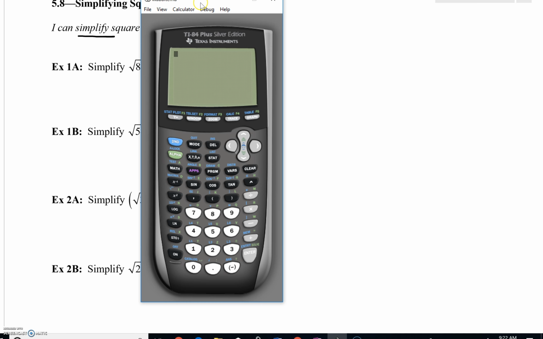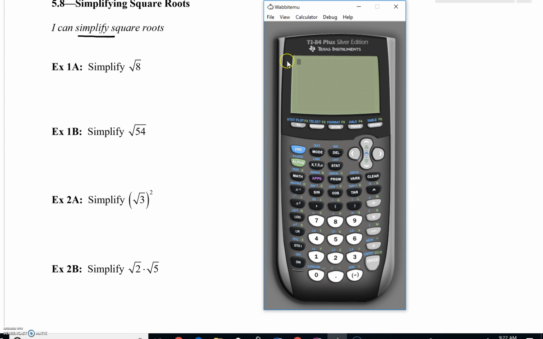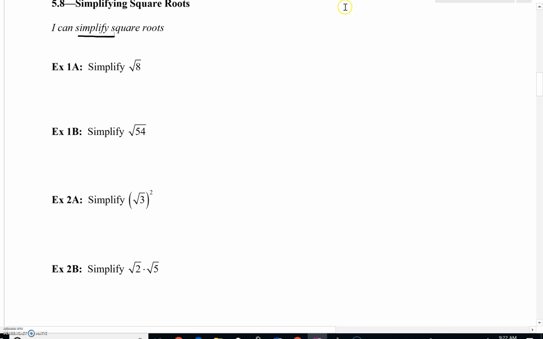Every once in a while, a student might wonder, well, don't I just type in on my calculator what the square root of 8 is and say I've got 2.8 or something like that? No, please understand that's not what's being asked. Clearly, 8 is not a perfect square. So what we need to do is break this radical down.